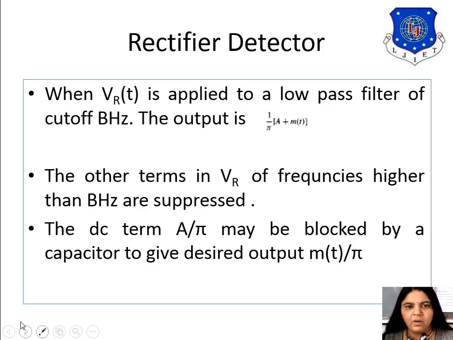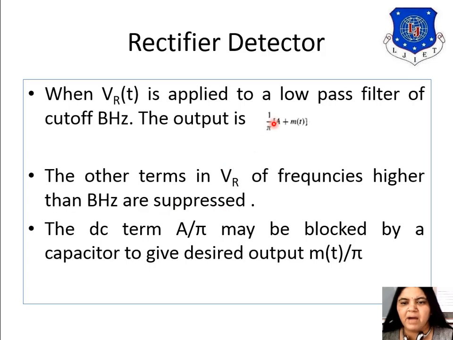What we will do now is apply V_R(t) to a low pass filter of cutoff frequency B hertz. Then the output is (1/π)(A plus m(t)). So now we are passing them through the low pass filter and it will pass only the low frequency. All high frequency components are suppressed.